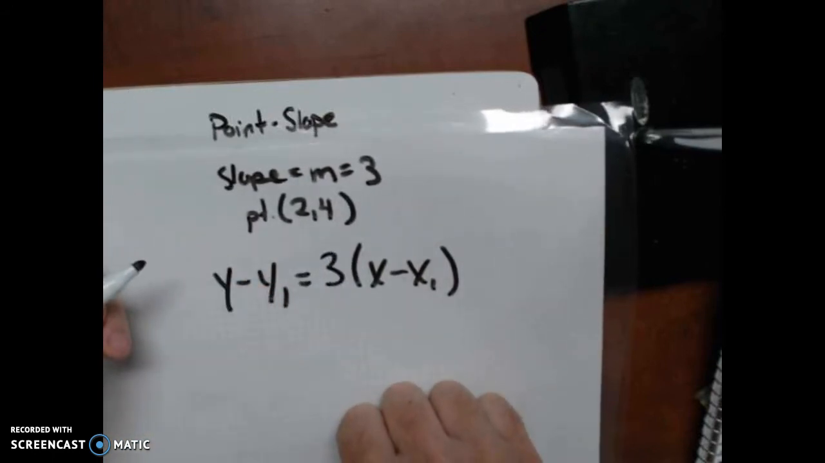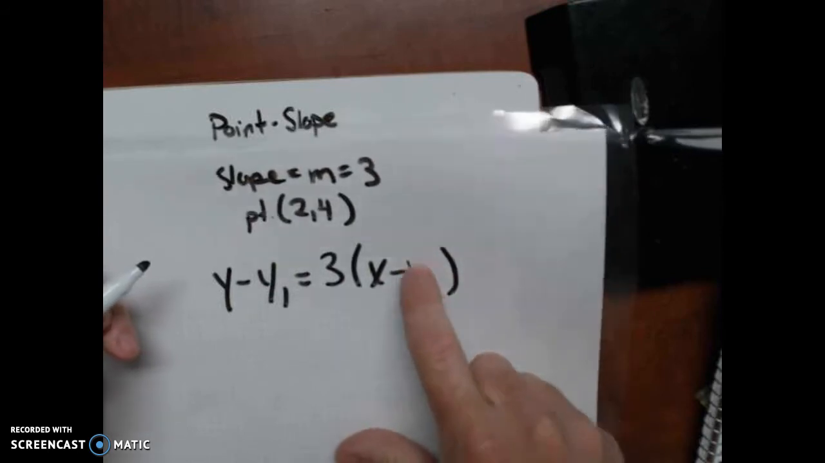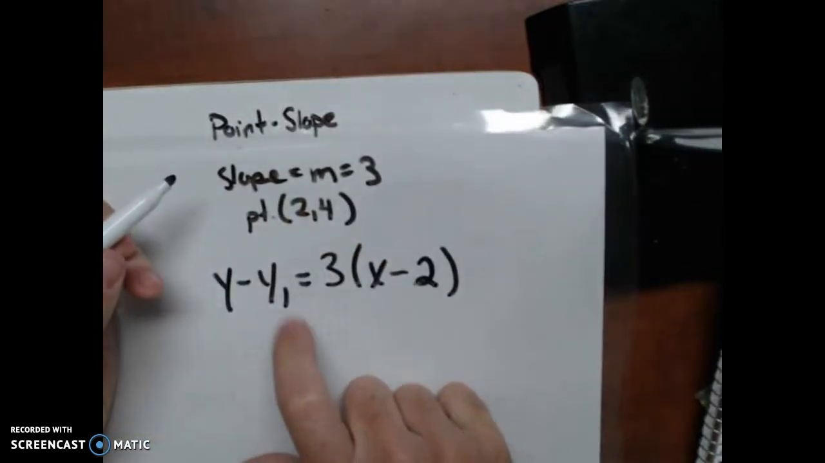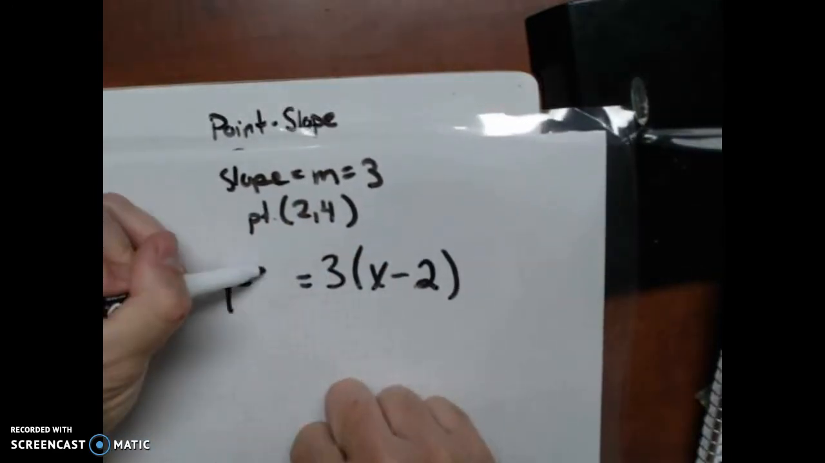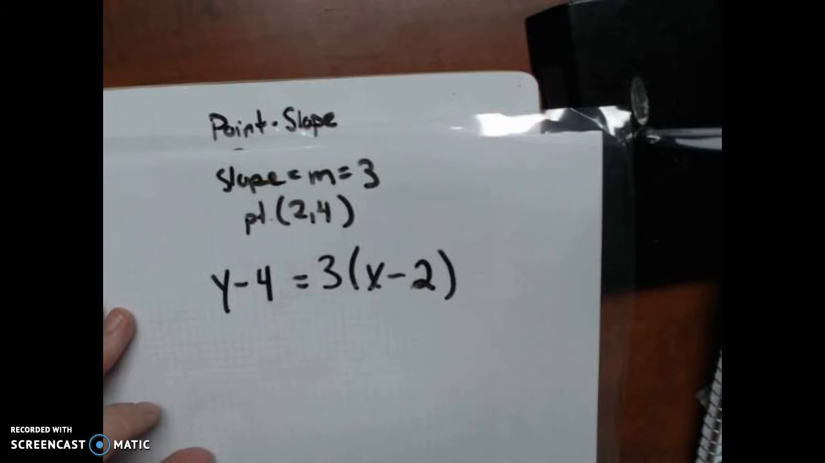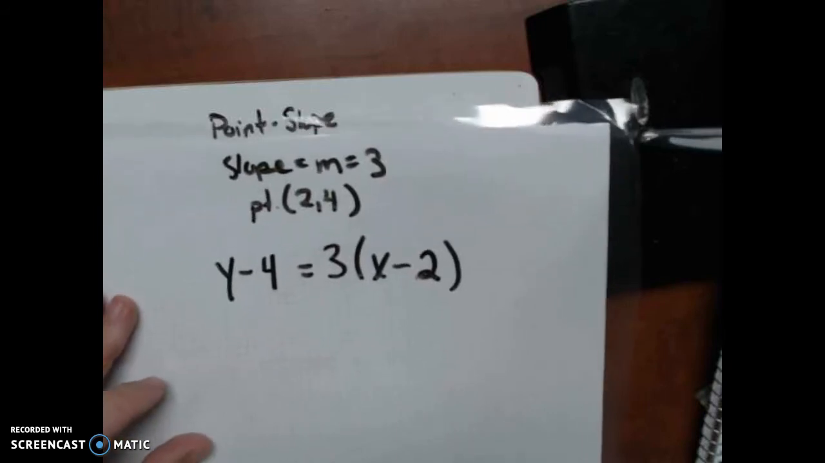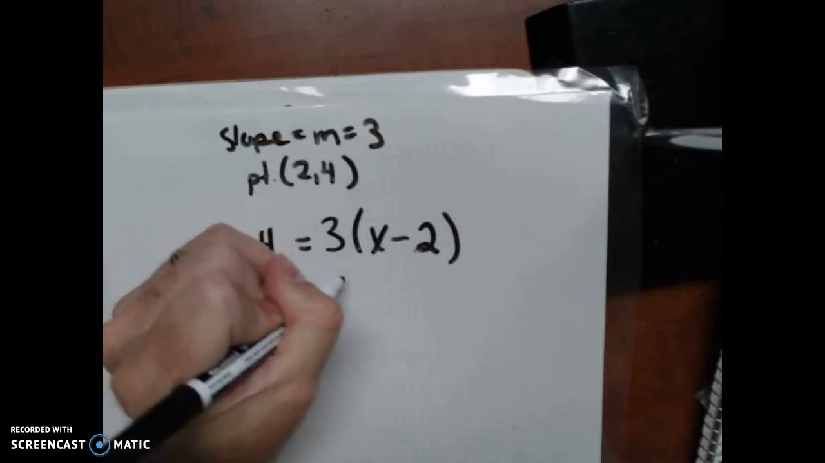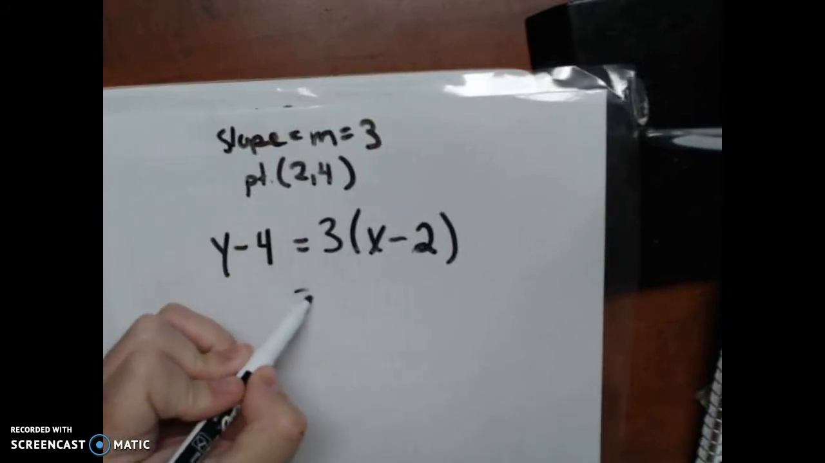Put that right there. We have that x1 is 2. We don't change that negative sign and just plunk in a 2 right there. And that y1 is 4. Okay, so that would be it in its most basic point slope form. And then we do a little bit of math, and we'll finish it off, and we'll have it in mx plus b form. So I got to do the distributive property over here.